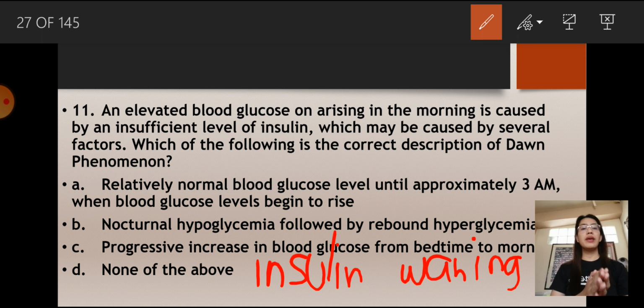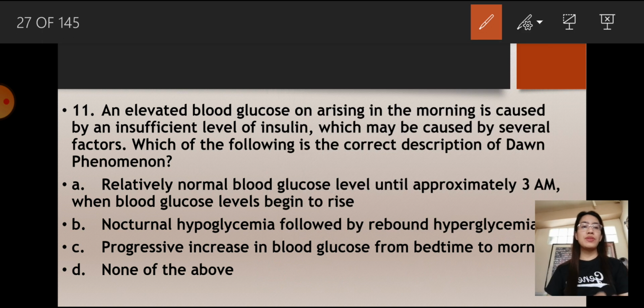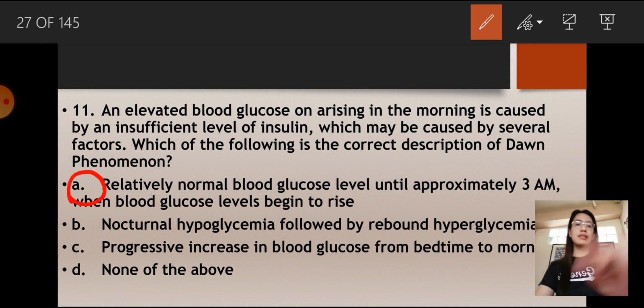Ang insulin waning, which is your letter C, habang tumatagal ang gamot sa loob ng iyong katawan, nawawala siya ng effect. So, we call it as your insulin waning. So, ang sagot natin for number 11 is letter A.